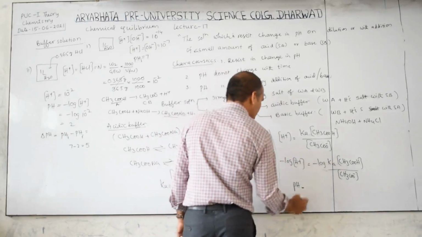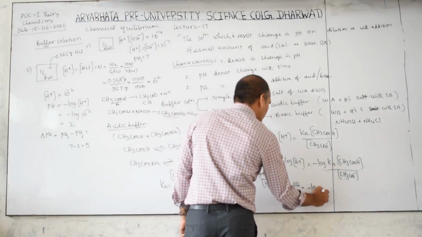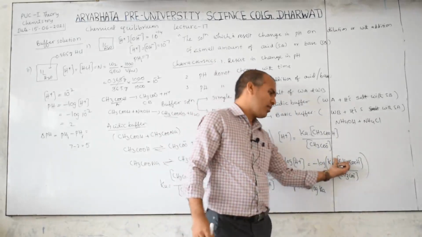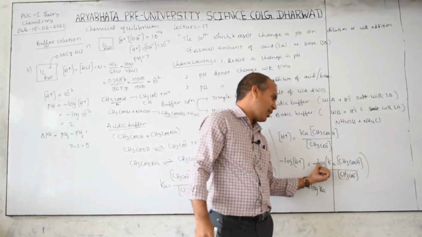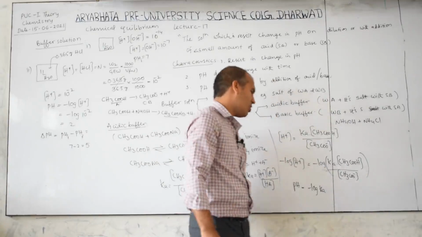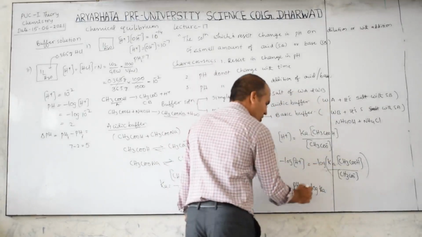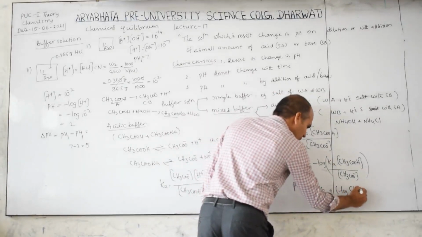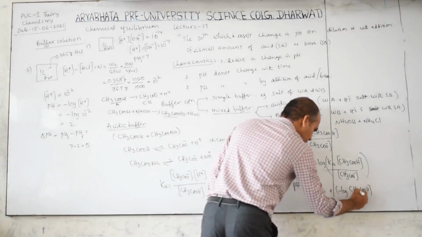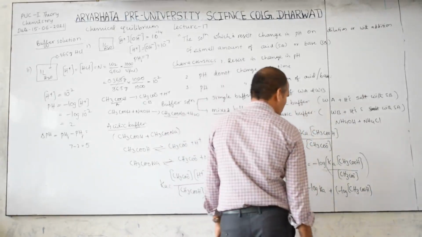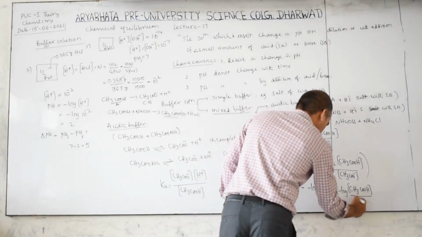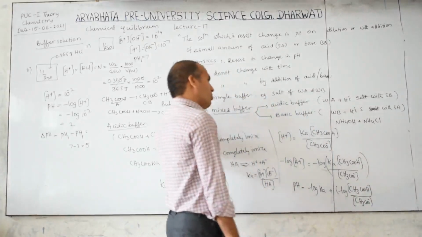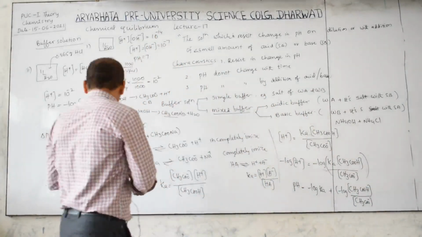Now this can be represented as negative logarithm of Ka. Now this negative logarithm is applicable for all the terms: negative logarithm of Ka, negative logarithm of CH3COOH, and for this also. Now this A into B form is there, therefore negative logarithm of Ka plus negative logarithm of CH3COOH concentration, and denominator what is there? CH3COO minus concentration. Like this we can represent.